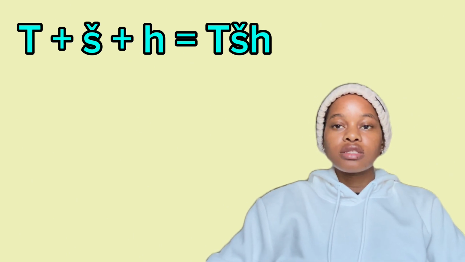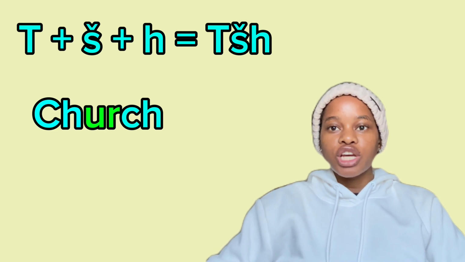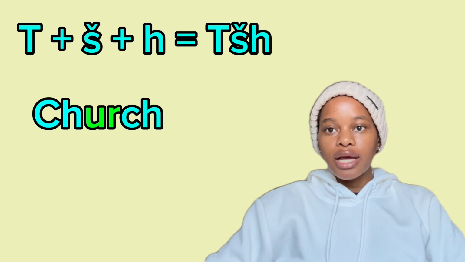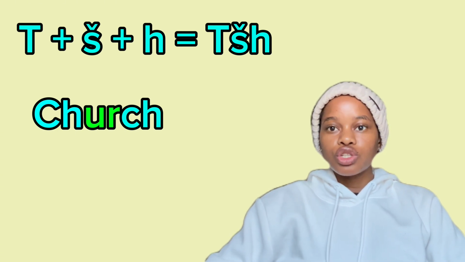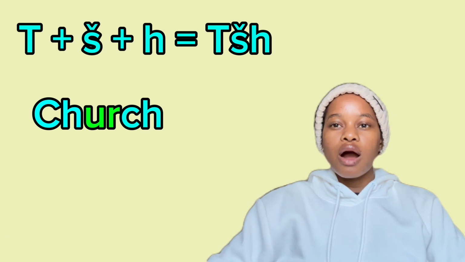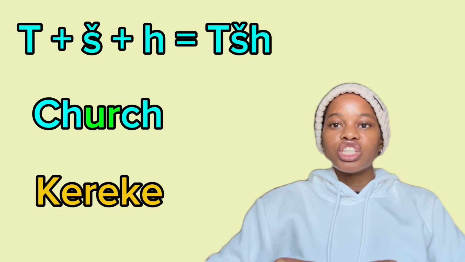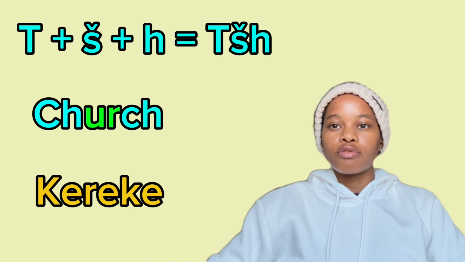When these letters are put together, they are pronounced like the CH in the word church. The first sound of church, CH. Say church. The first sound of church is exactly how we pronounce T plus S plus H. Exactly how you say the ch at the beginning of the word church. So let's go to our last combination of letters.